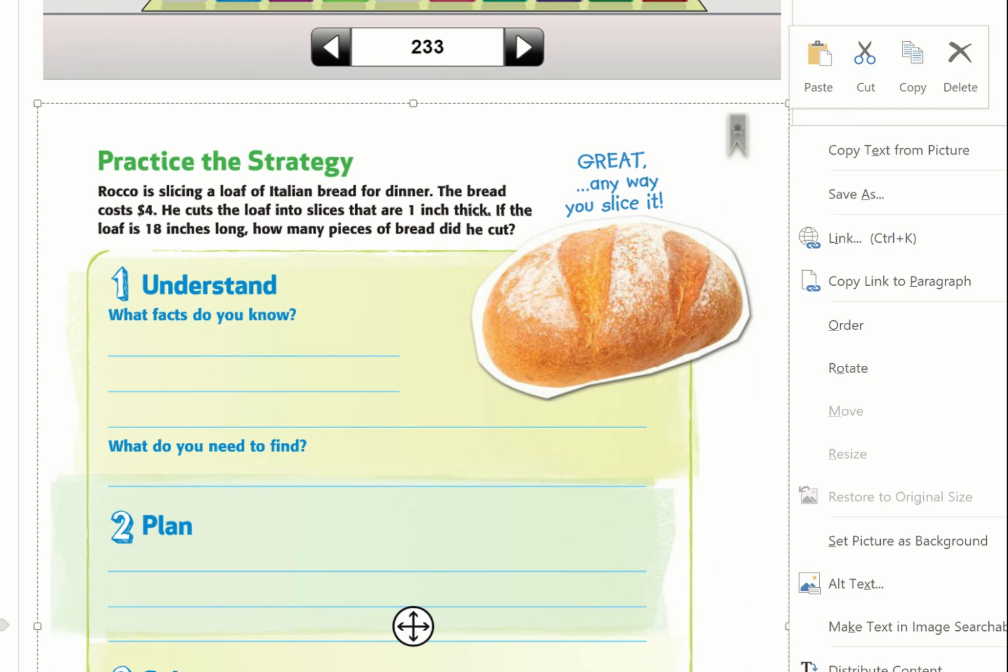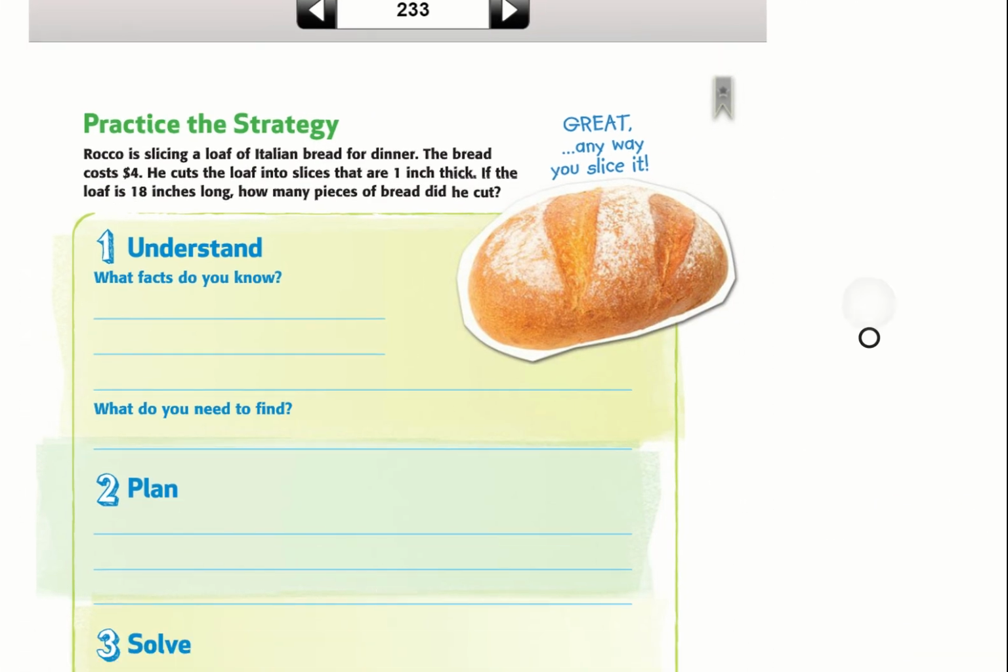So now we're going to practice the strategy. It says, Rocco is slicing a loaf of Italian bread for dinner. The bread cost $4. He cuts the loaf into slices that are 1 inch thick. If the loaf is 18 inches long, how many pieces of bread did he cut?